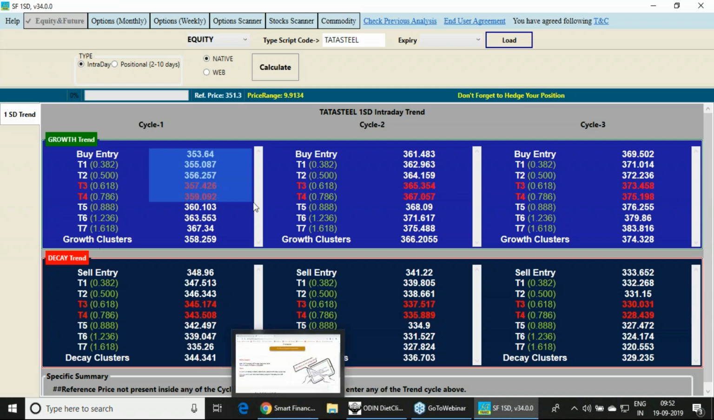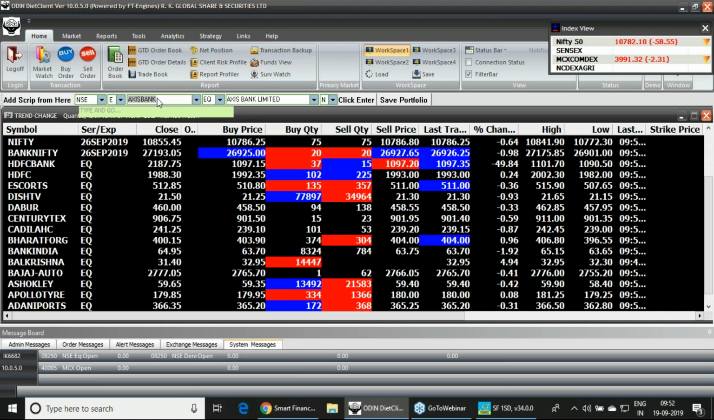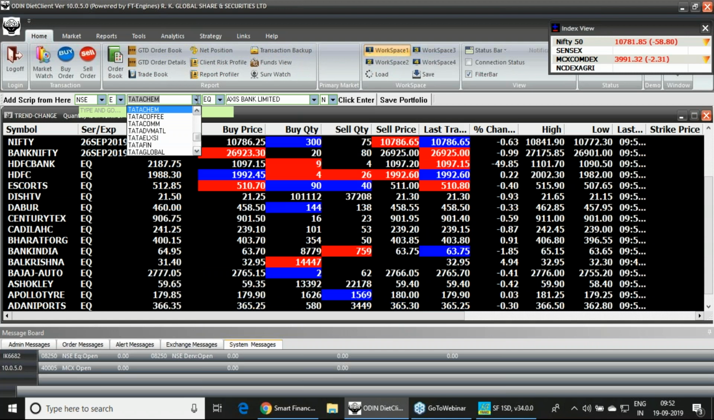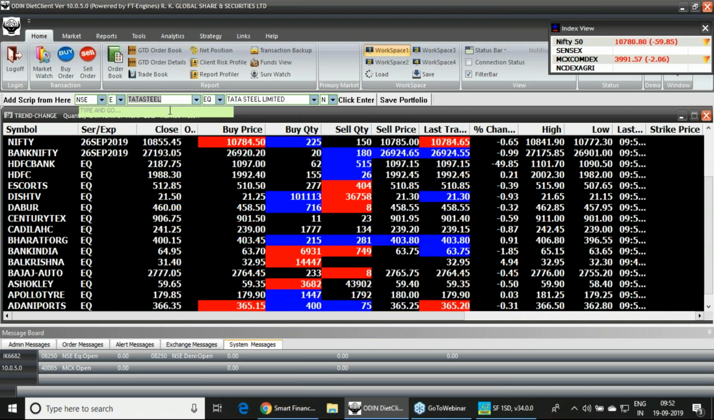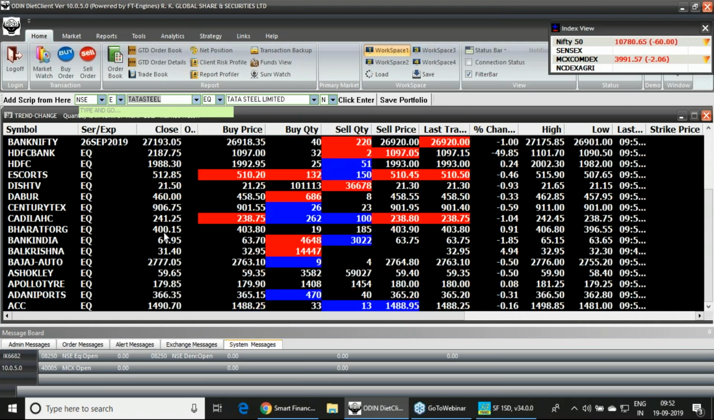So this is the equity, Tata Steel equity is taken. So we'll add the Tata Steel also. Tata Steel, we can add into the screen. Tata Steel we are analyzing.